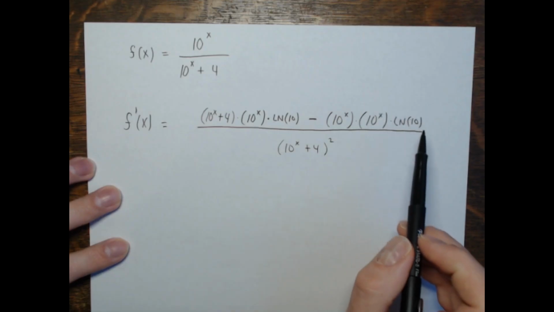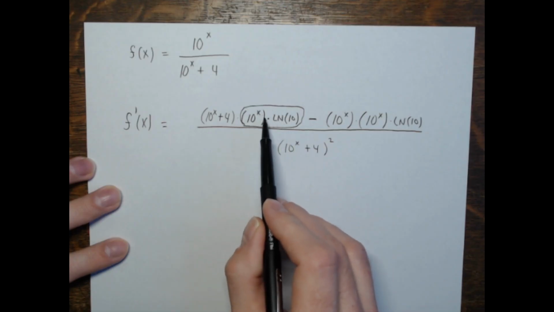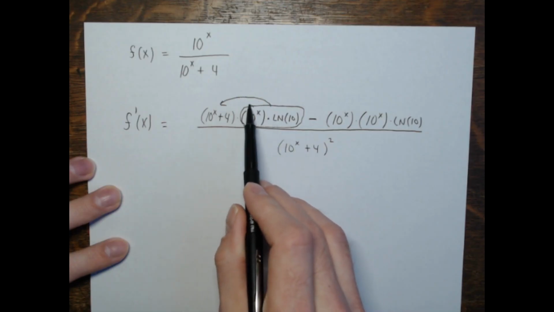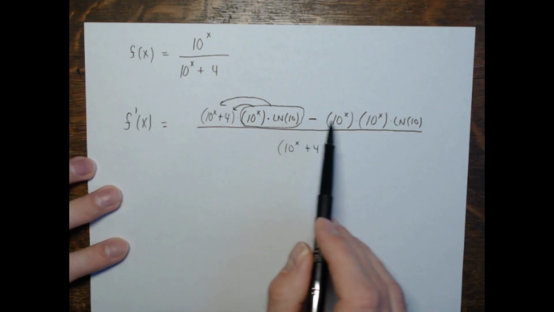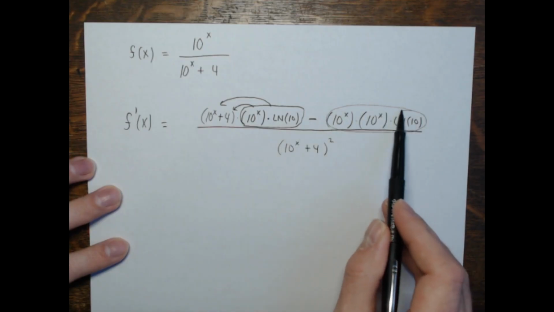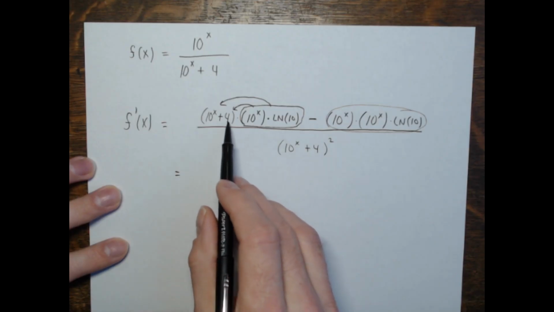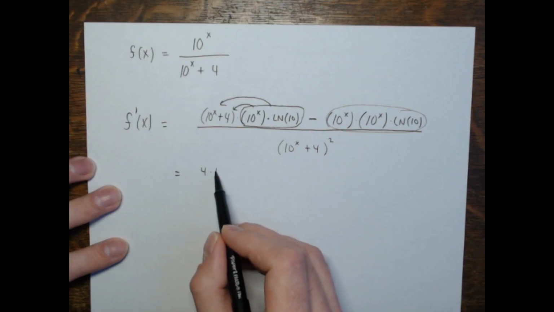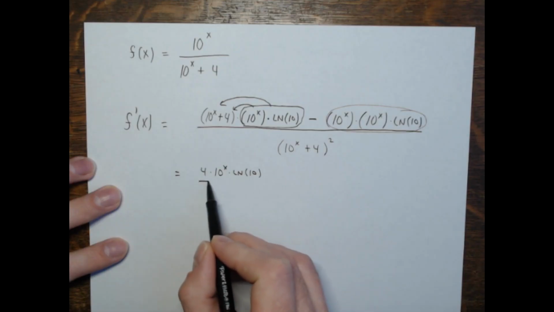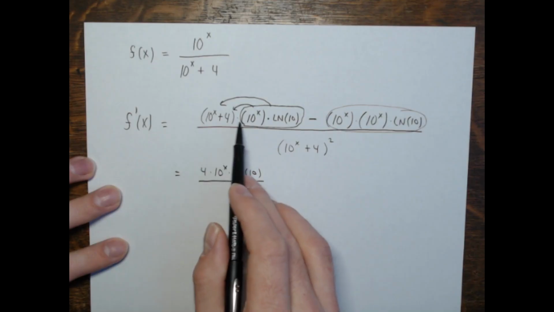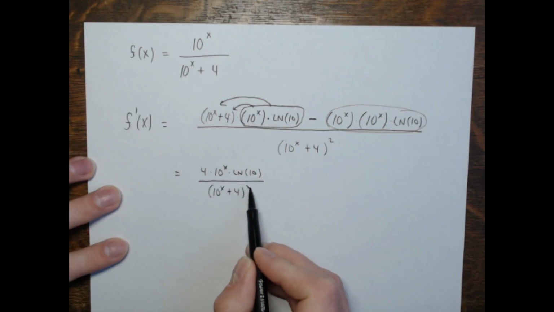Now look at this. If I took this 10 to the x times natural log of 10 and distributed it, we'd get 10 to the x squared times natural log of 10, and that's what's going on over here too. So those are going to subtract away, and I'm going to be left with just 4 times 10 to the x times the natural log of 10 in the numerator. That's all that's left. And then this 10 to the x plus 4 squared in the denominator.